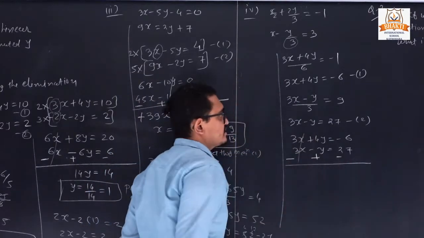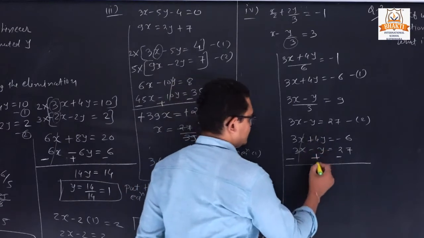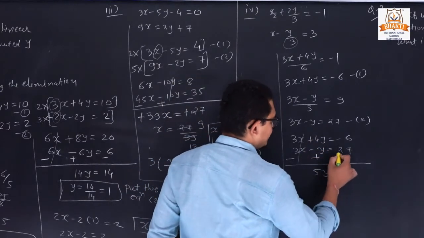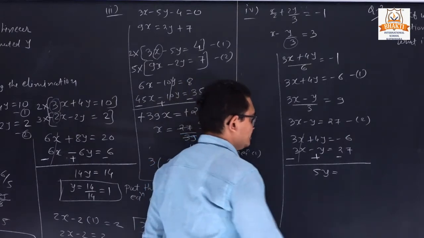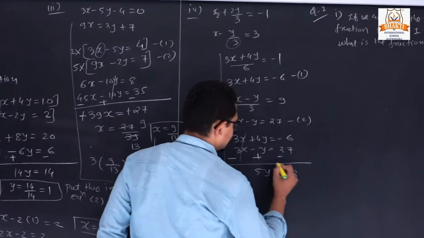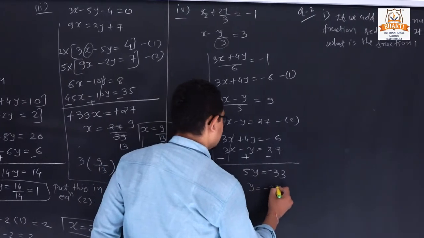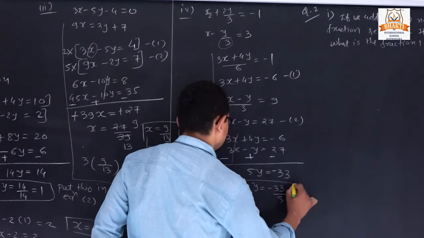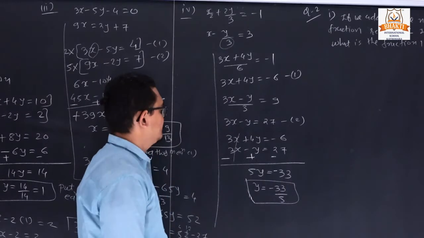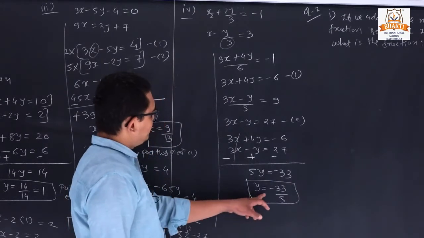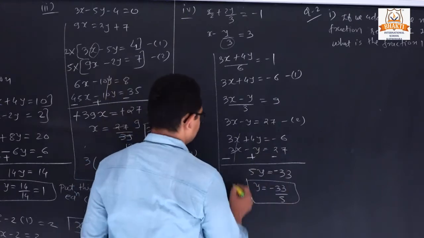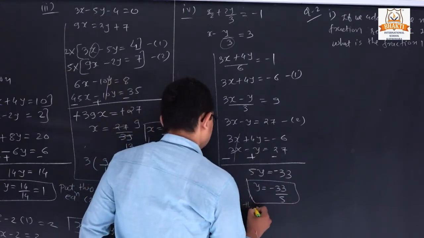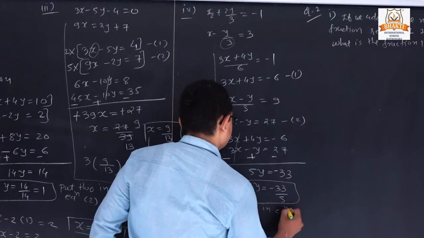So 3x cut, plus, so it is 5y, minus becomes plus. So 27 plus 6, so it is 33, minus 33. So y is equal to minus 33 divided by 5. Now we will replace y. We will put this value in either of the equations. Put this in equation number 1.